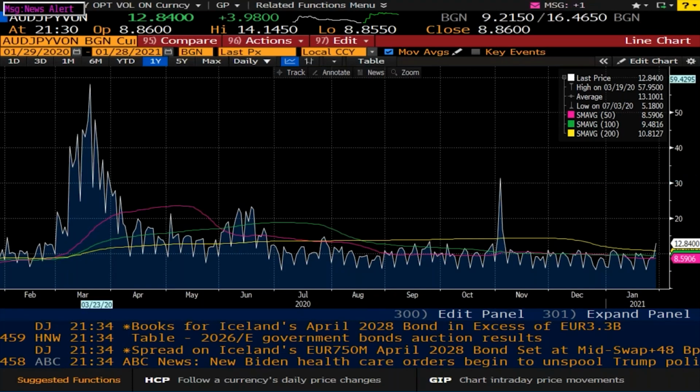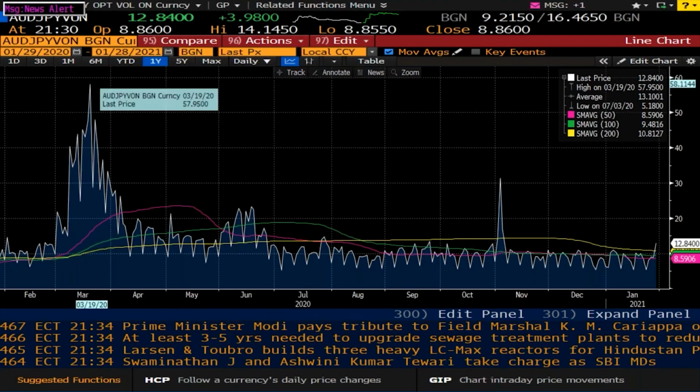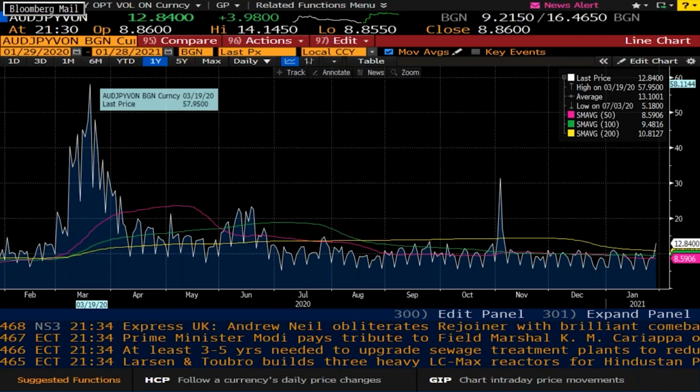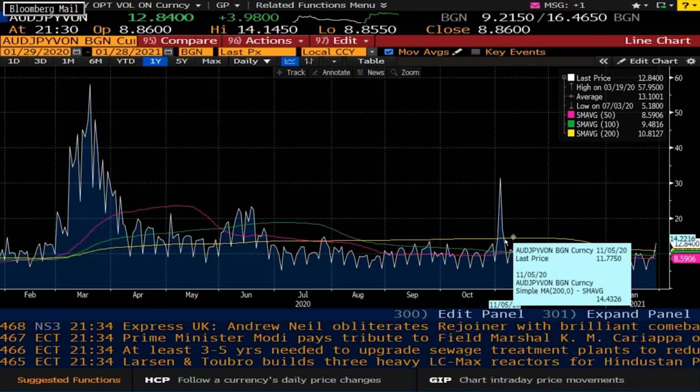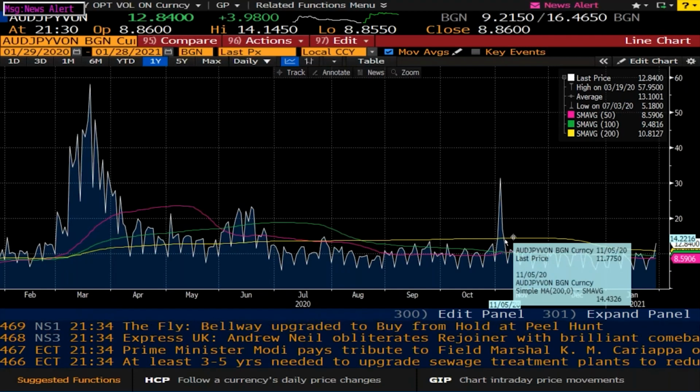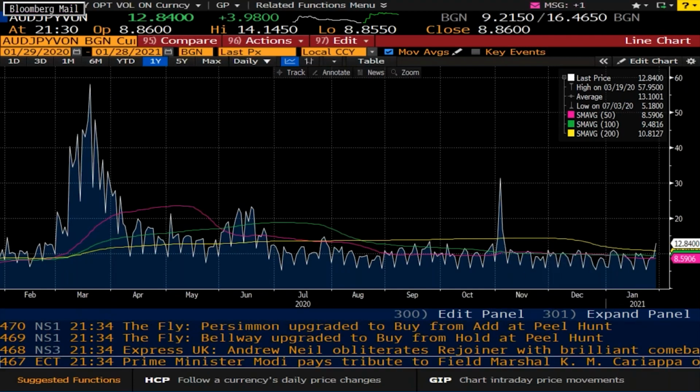It's like the VIX, and you can see back in February, in March, the market was saying that Aussie yen, up or down, could move 58% in one year. That's a pretty big move. They're now saying it's 12. So it's still one of the highest levels we've seen really since November. So there's a bit of volatility coming back into Aussie yen.